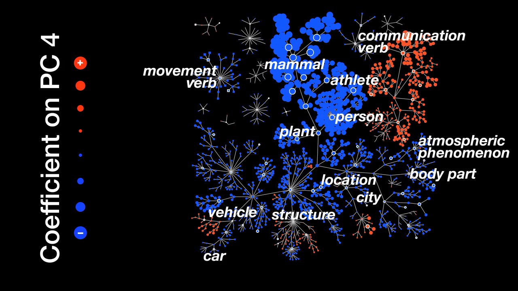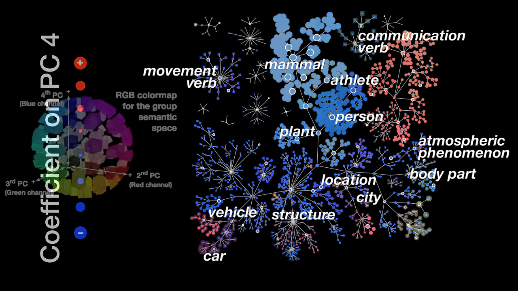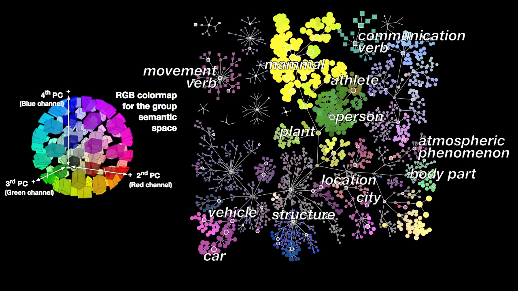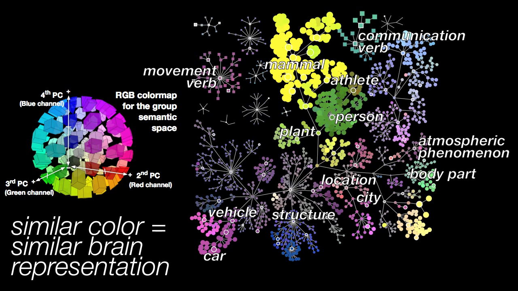But instead of looking at each dimension separately, we can visualize all 3 at the same time. Now we've colored each node to show where it lies in each dimension. The red component of the color is set by the 2nd dimension, the green component is set by the 3rd, and the blue component is set by the 4th. So for example, the category that's high on the 2nd and 3rd dimensions but low on the 4th, like a mammal, will appear yellow. This makes it so categories that are represented similarly in the brain are assigned similar colors.